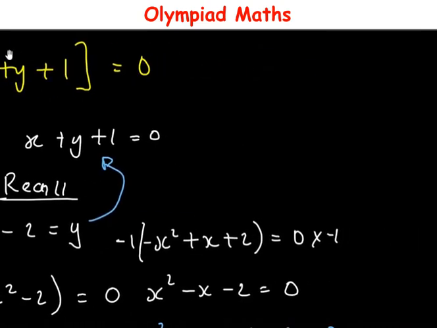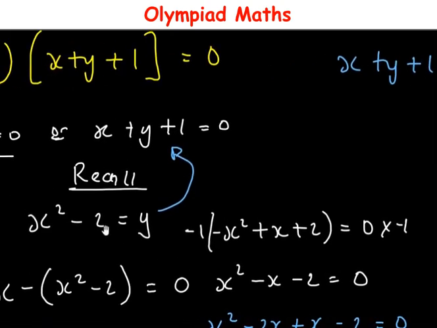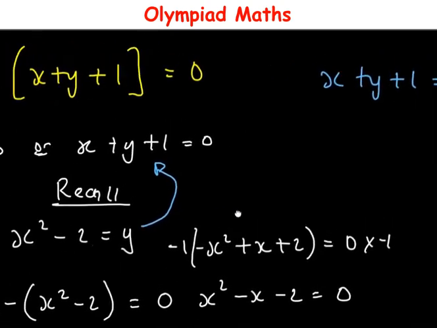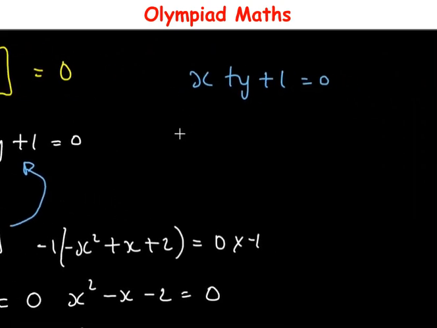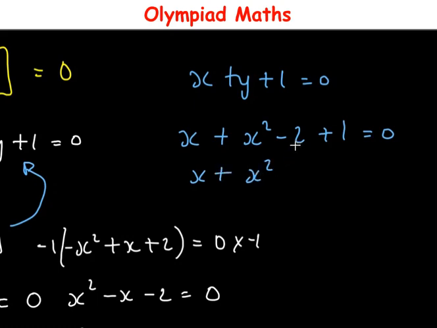So for this other equation right here, also input the value of y into this other equation, and what we have is this. Since we have x plus y plus 1 equals 0, the value of y is x squared minus 2. So this then becomes x plus x squared minus 2 plus 1, this equals 0. So minus 2 plus 1 is minus 1. If we then rearrange this equation, we have x squared plus x minus 1 equals 0.